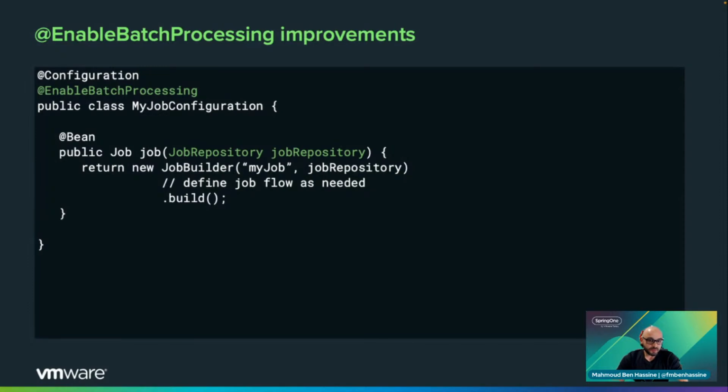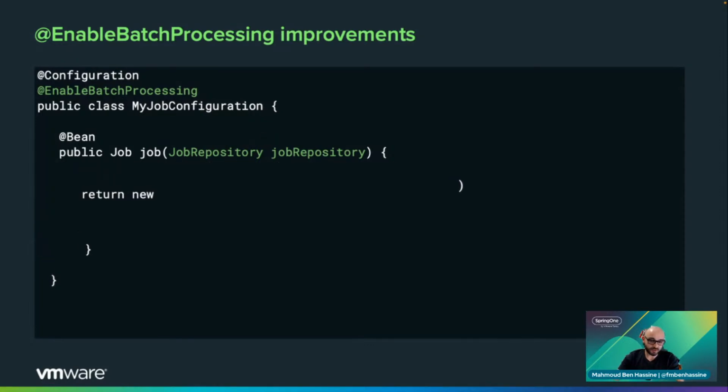So enable batch processing is the annotation that we use in Spring Batch to declaratively configure infrastructure beans. And for those who are not familiar with this annotation, it's an old one, I think, from Spring Batch 3. So we add this annotation on a Spring configuration class. And this annotation will register in the application context some infrastructure beans related to Spring Batch, like, for example, the job repository, job explorer, and so on.